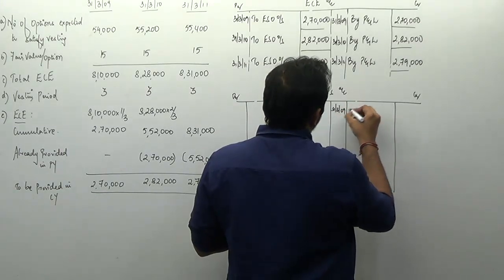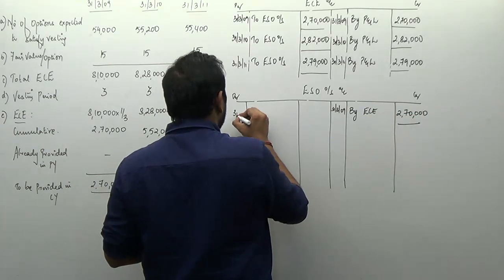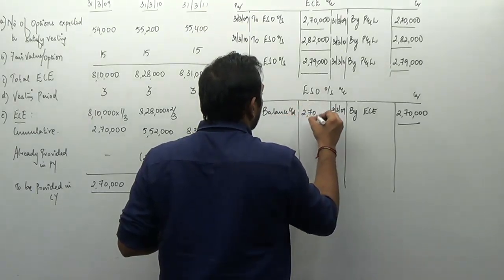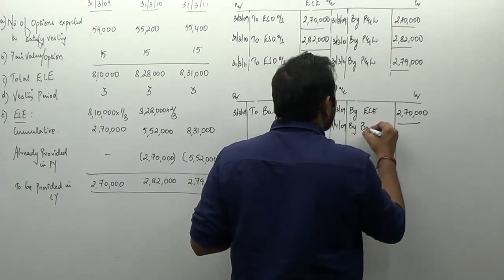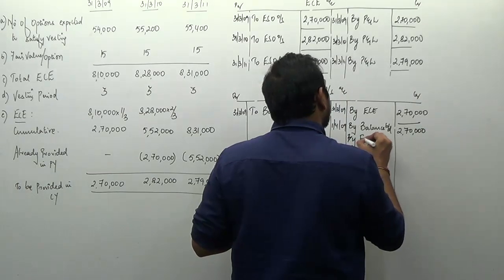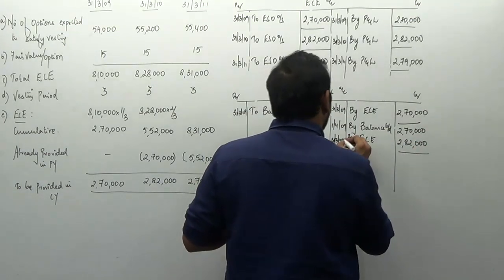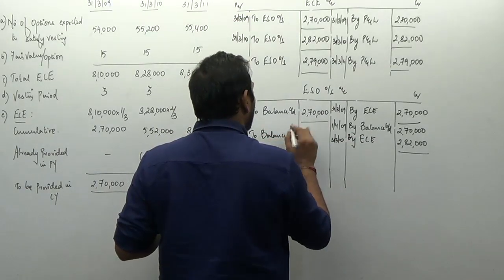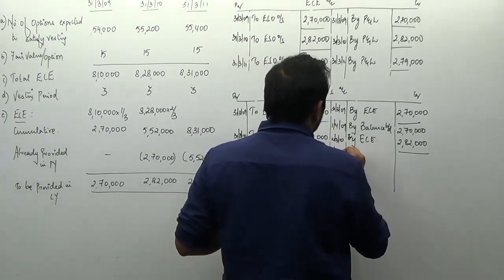First date, 31st March 2009 by ECE, employee compensation expense 2,70,000. Bring the balance to the next year. Balance brought down 2,70,000. Second year by EC 2,82,000. Carried down balance for the second year is 5,52,000. Bring down the balance for the next year.